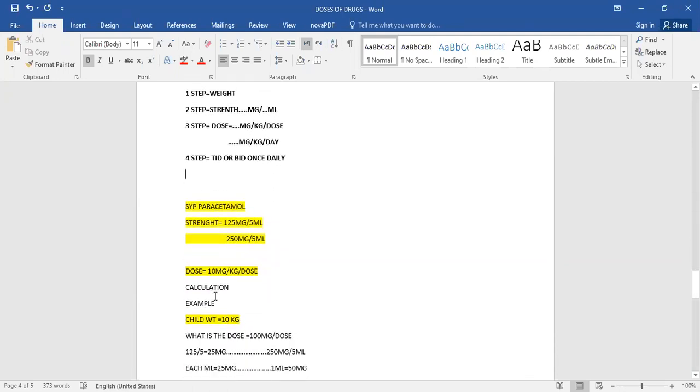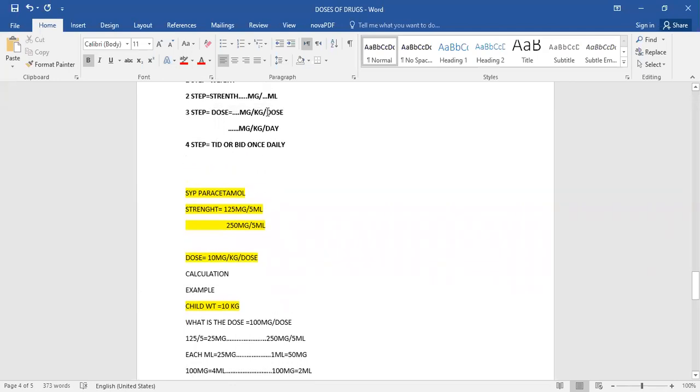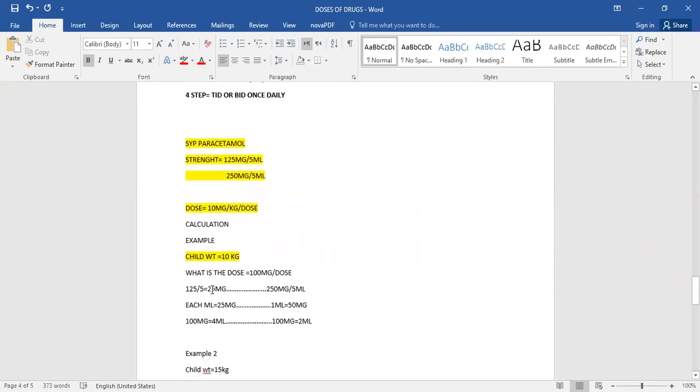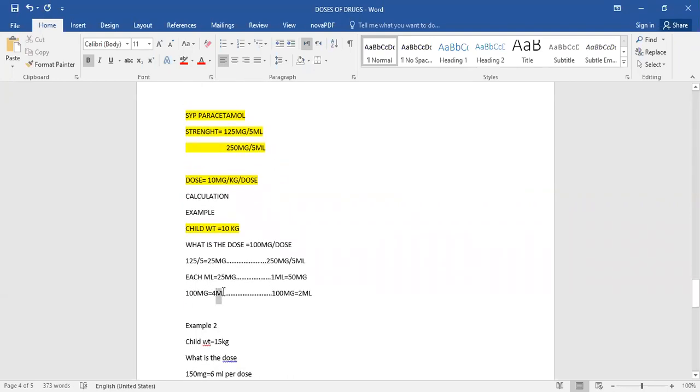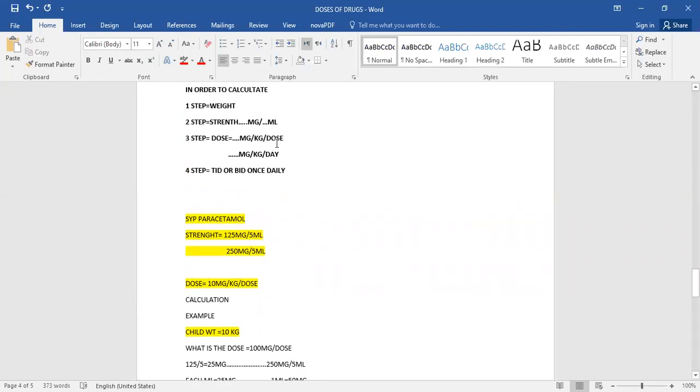So you replicate this. Let's take the example of paracetamol. Paracetamol is given BID or TID, but the good thing is that we have calculated it per dose. So if we have 5 ml, this is the dose that will be given per dose, and if you want to give TID, 5 ml plus 5 ml plus 5 ml, three times you give the same dose because you have calculated it per dose.